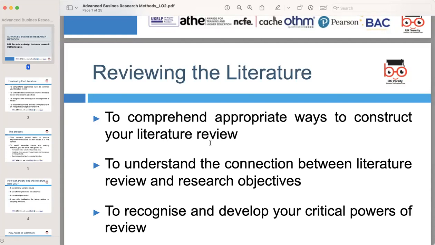Once you have collected sources, it is time to analyze and evaluate them critically. This is where your critical thinking skills come into play. You should carefully examine the methodologies used in these studies, the credibility of the authors, and the relevance of the findings to your research objectives. This critical evaluation will help you identify strengths, weaknesses, and gaps in the existing literature.